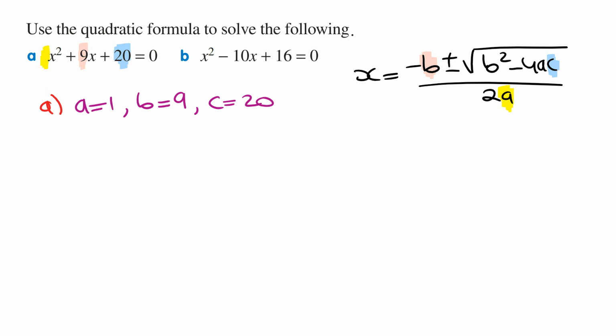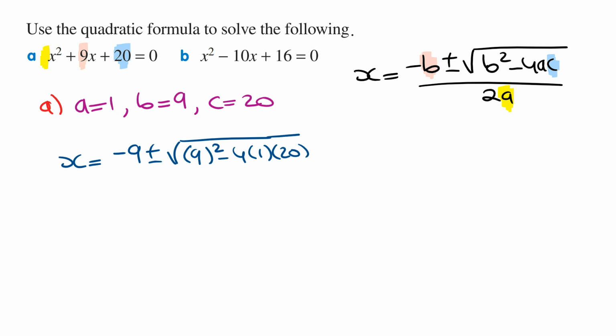From here, all we do is sub these values into the formula, simplify, and then solve for x. And so we're going to get x is equal to minus b, and so this will be minus 9 plus or minus the square root of b squared, so this will be 9 squared minus 4 times a, which is 1, and then times c, which is 20. And then we divide by 2 times a, which is 2 times 1.